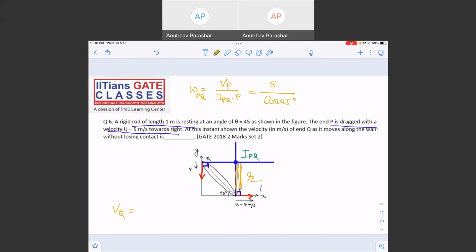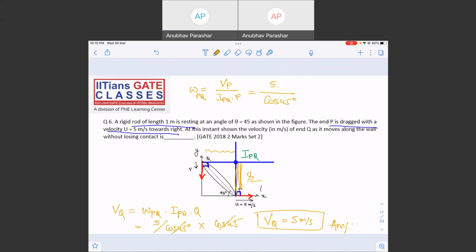Now if you know omega PQ, can you find out the velocity of point Q? Velocity of point Q is equal to omega PQ multiplied by the distance from the I-center to Q, that is equal to 5 divided by cos 45 degree multiplied by, what will be this distance? Can I say this distance is also 1 cos 45? So cos 45 will cancel out. So what is the velocity of point Q? Velocity of point Q is also 5 meter per second.